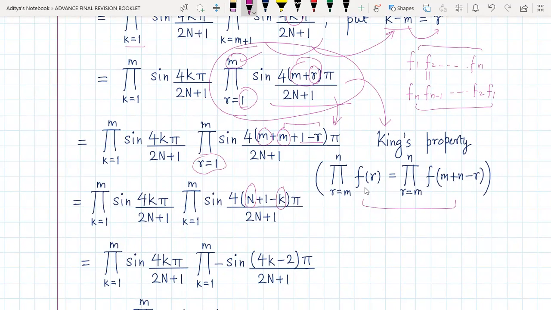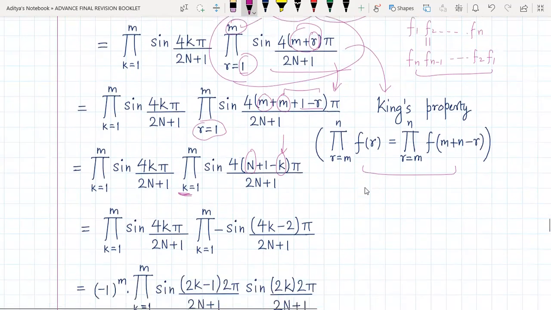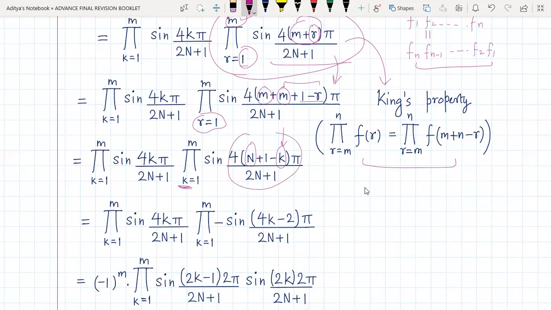So obviously, rather than calling it R, I can also call it K. So I am calling it K here also and K here also. Obviously, it still represents the same product. Now what we are doing is we observe that the sum of these two angles is 2 pi.